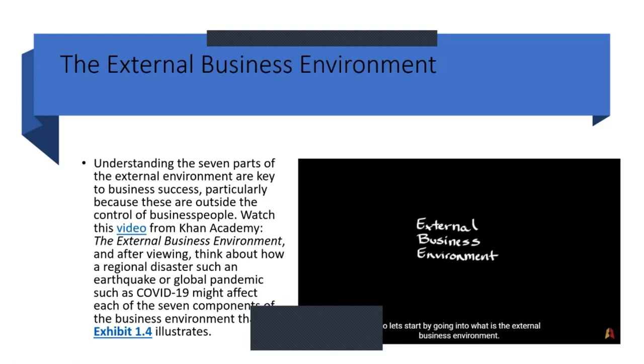So let's start by going into what is the external business environment. Frankly, the external business environment is anything outside of the control of a business of some kind that has the potential to affect it in some way. So we operate under the assumption that as individuals, but also as businesses, we can control very little. There's a lot that happens outside of our control.